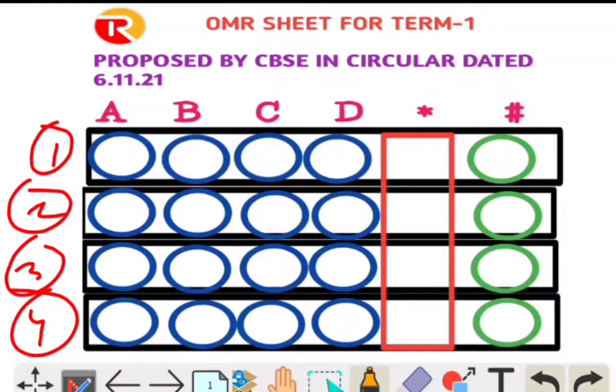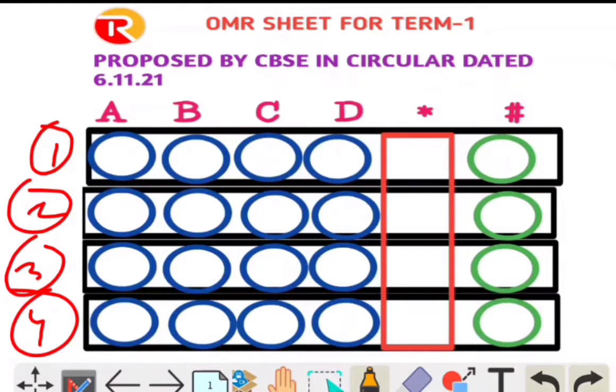First of all, you are able to see that the first column is A, then B, then C, then D. It is like everywhere, in every OMR sheet you will find 4 columns and you have to fill up that column. But here the special thing is you are getting one extra column, that is star, and then one extra column, that is hash. So what are these two?